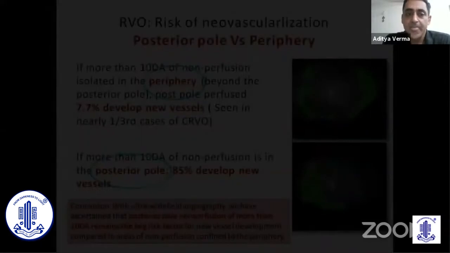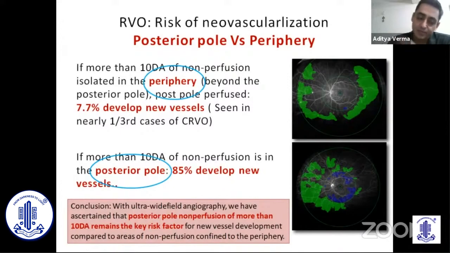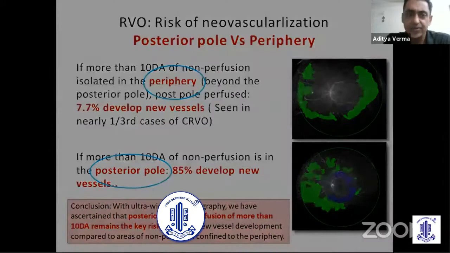The significant point is this: if more than 10 disc areas of non-perfusion was seen in the periphery, the risk of development of neovascularization was about 7.7%. But if more than 10 disc areas of non-perfusion was seen in the posterior pole, the risk was about 85%. So what I'm pointing out here is it's important for us to not miss out the posterior pole lesions when the ultrawide field is being done, and not miss out the peripheral lesions when the central imaging is being done. They also concluded that the posterior pole non-perfusion of more than 10 disc areas still remains a key risk factor for the development of new vessels in the eyes with vascular occlusions.